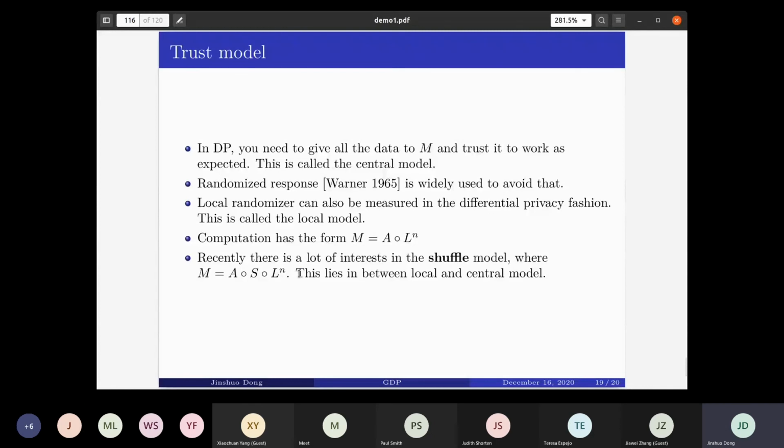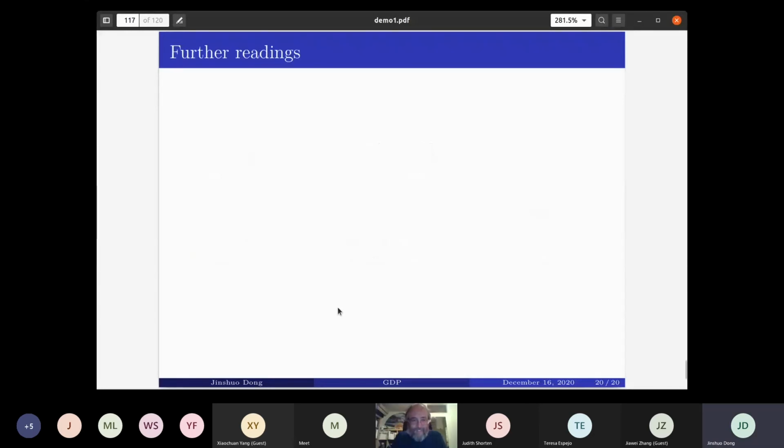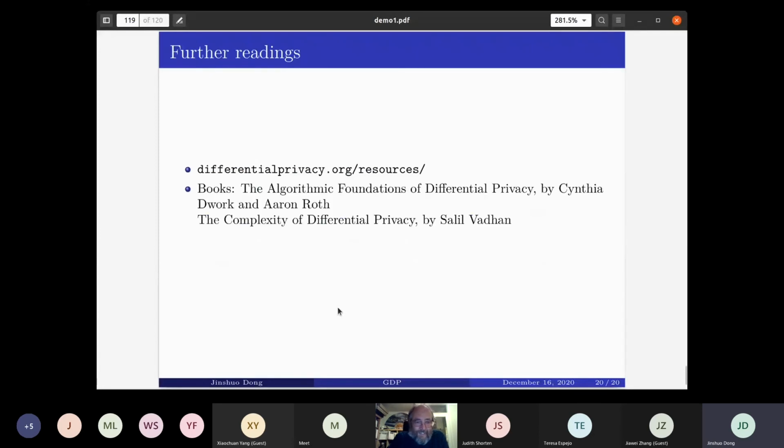It has recently attracted a lot of interest. I hope this serves as a very, very gentle introduction to the models, and hopefully, as a whole, works as an introduction to the differential privacy area. And there are some further readings, just 30 seconds.